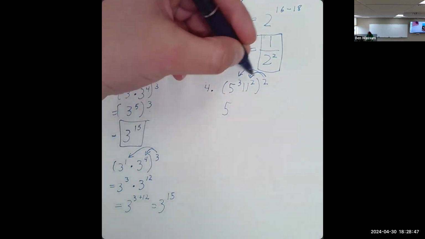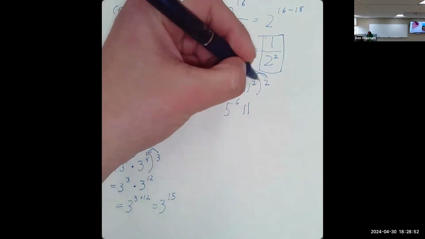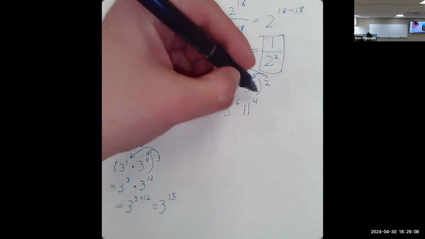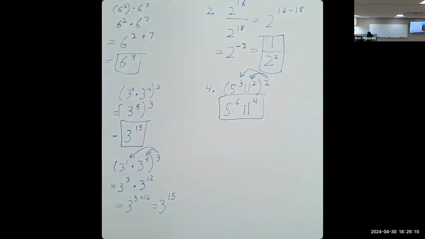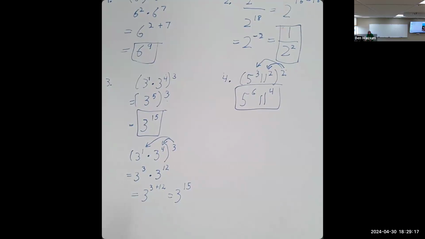So we're just going to multiply that 3 onto the 2. We get 6. And the 2 times 2 is going to give us a 4. And that is it. That's all we got to play with. That was a lot of effort. Right. Good.